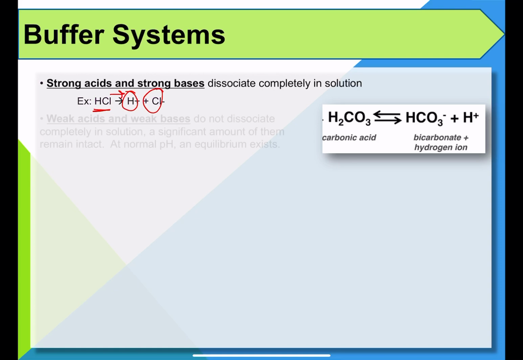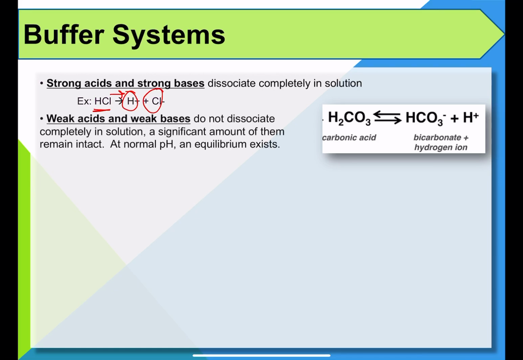But if we're talking about weak acids and weak bases, then they don't dissociate completely, and you get a bit of both the acid itself and its ion component. Okay, at normal pH an equilibrium will exist between these two. So for example, in the case of carbonic acid, this is not a one-way arrow right here. Okay, it is an equilibrium arrow where things can go this way or this way depending on the pH of the solution.